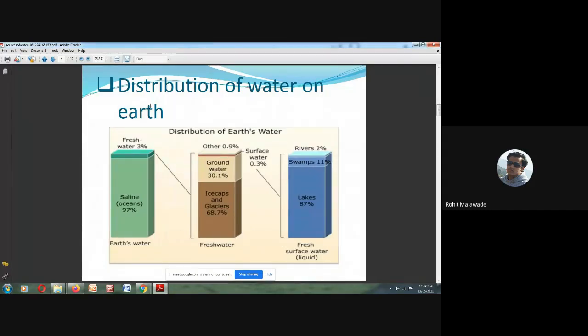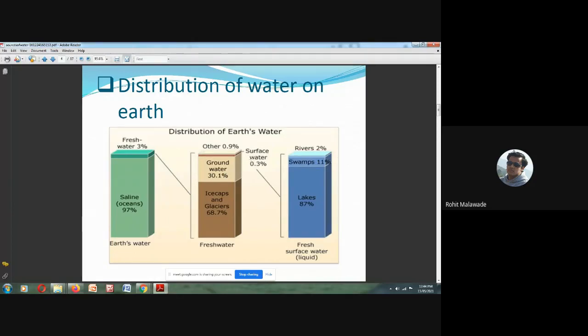Now, we will see how the distribution of water on the earth is done. Just now, I told you that 97% of the water is present as saline water in the ocean as well as the seas. Right. Now, the 3% of water that is present is fresh water. And out of this, around 69% is present in the ice caps, and then groundwater is around 30 to 31%.